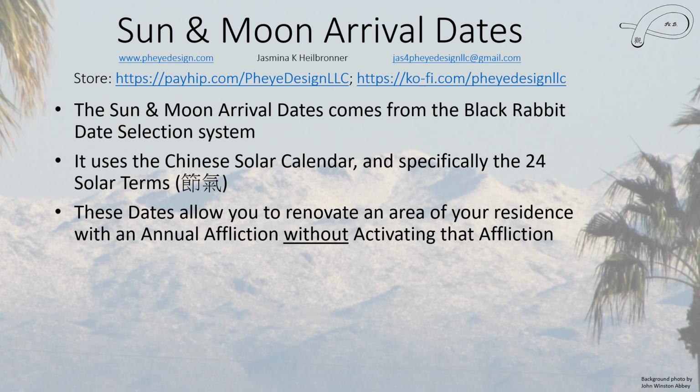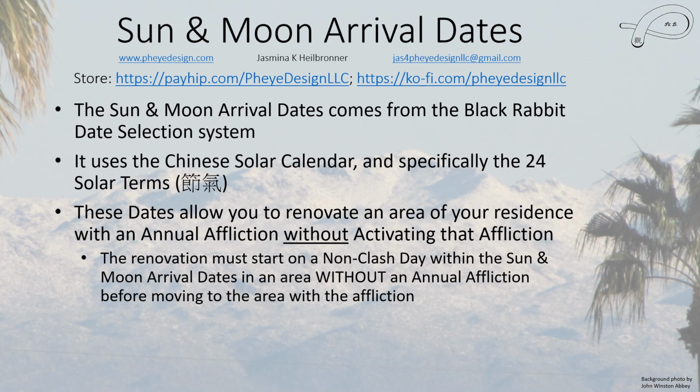these dates are those dates, again, that allow you to renovate areas of your residence that have any afflictions without activating them, or moving in without activating them, or changing the period of your house without activating them. Now, the renovation must start on a non-clash day of the people who live in the house, or will live in the house, within the sun and moon arrival dates, in an area without an annual affliction before moving to the area with an annual affliction. And I'll talk a little bit about what constitutes a renovation in a few slides. But this is key. You have to start in a good location and then move to the afflicted location.